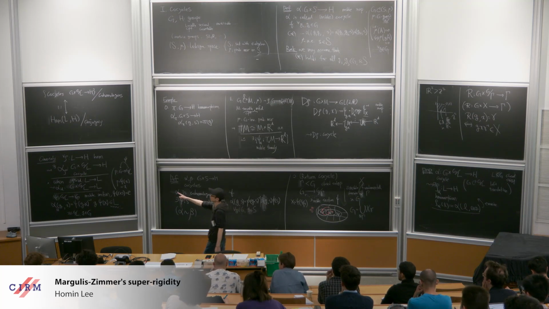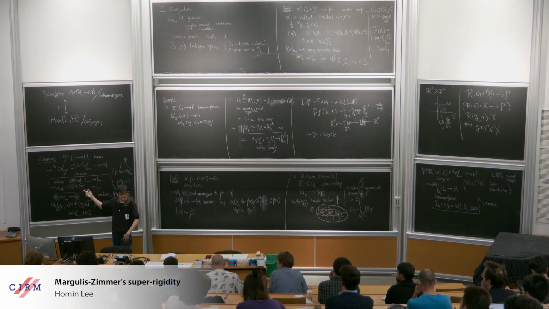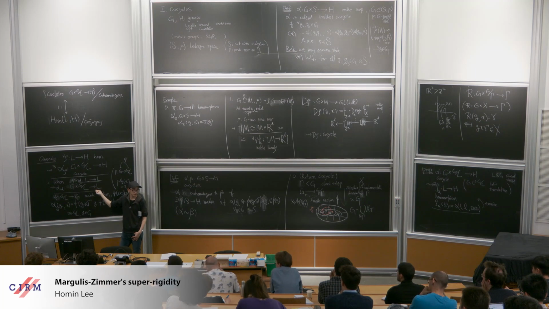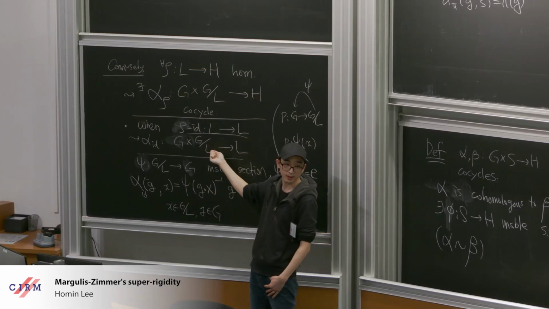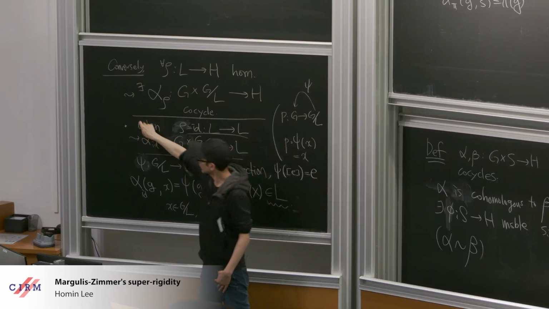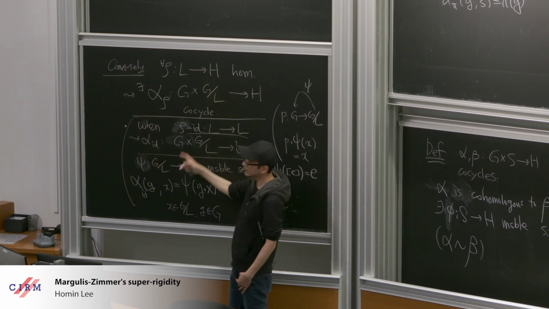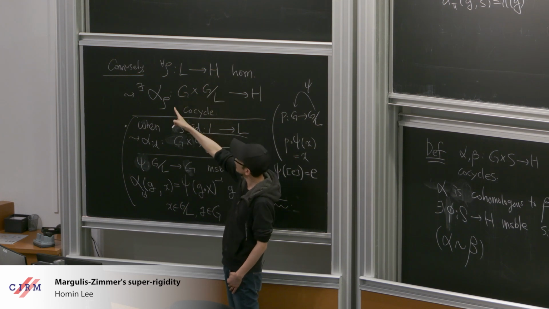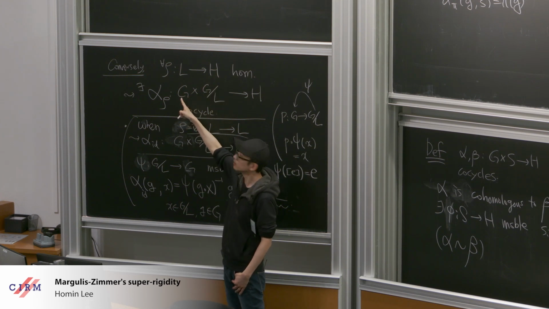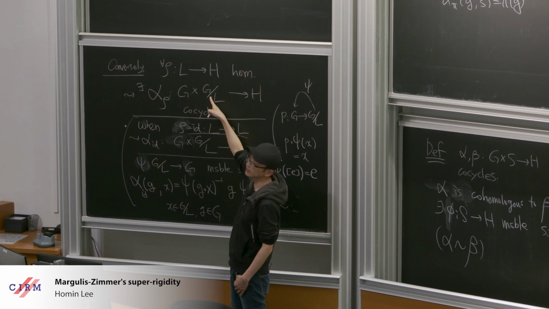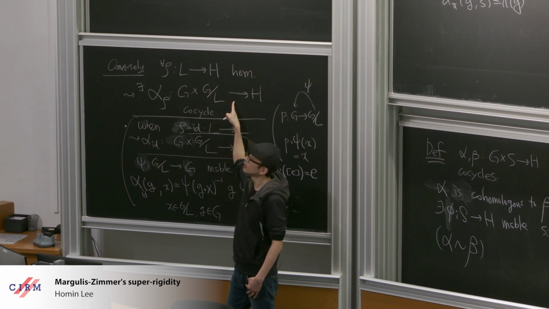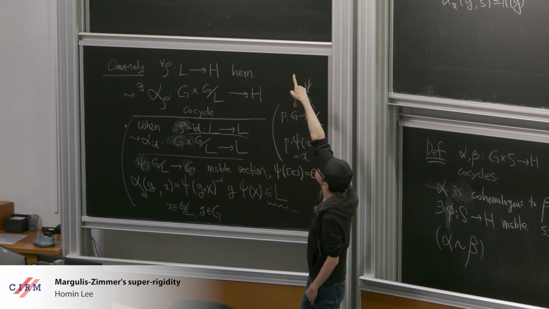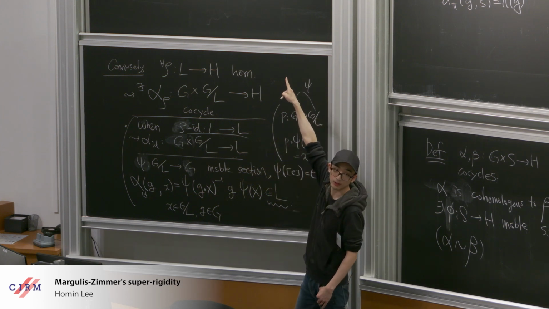So I just constructed, for the identity homomorphism, a cocycle from G times G mod L to L. In general, if you have a homomorphism from L to H, then you can construct a cocycle over the G action on G mod L, like this. And actually, if you work a little bit more, then you can classify cocycles over the transitive action.